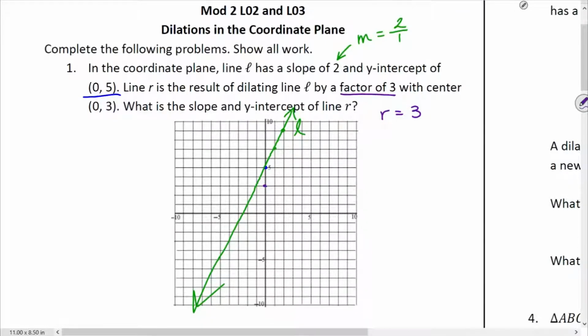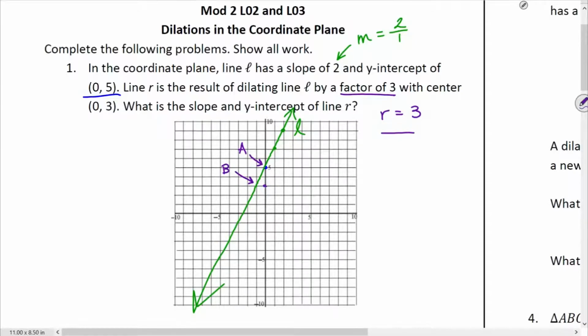This scale factor is pretty big, and so it's going to get pretty large. So I'm going to pick some points that are very, very close to my center. I'll pick this point is pretty close, and this point is pretty close. And let's see where those points go. I'm going to name this point A and this point B just to give them some names.